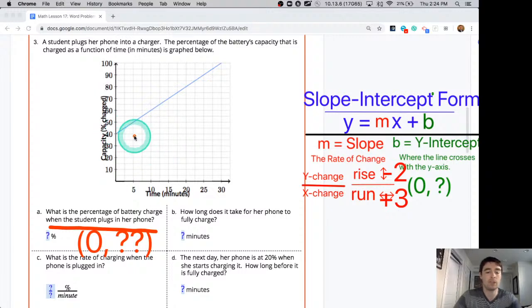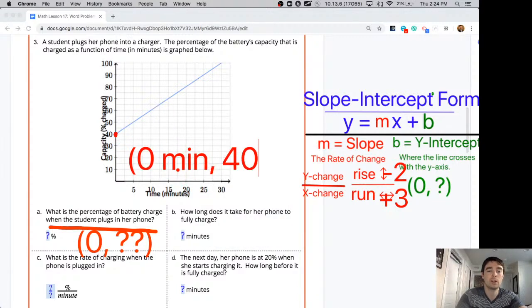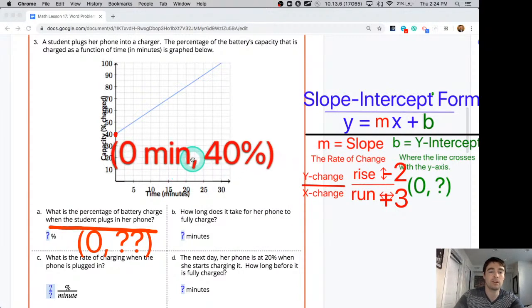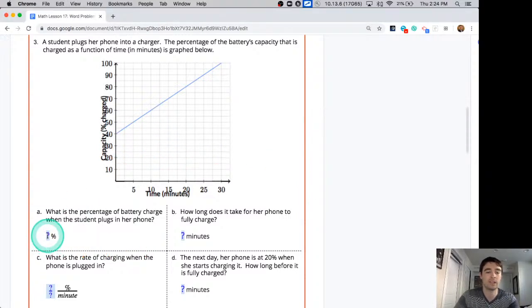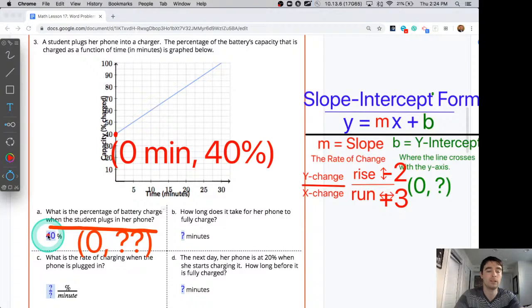And I see that right here, where I put a red dot right now. That red dot represents for us the y-intercept, or at 0 minutes, the girl's at 40% charge. That's what this y-intercept tells us. So part A was really just asking us what the y-intercept is. We knew it was 40, telling us, hey, the girl's phone is at 40% when she plugs it in.